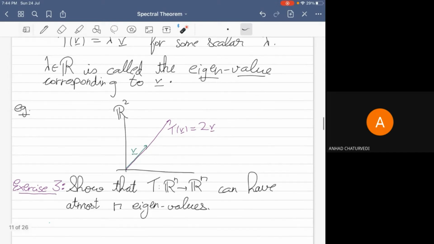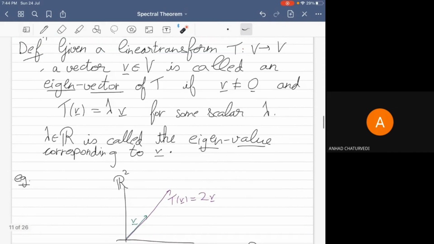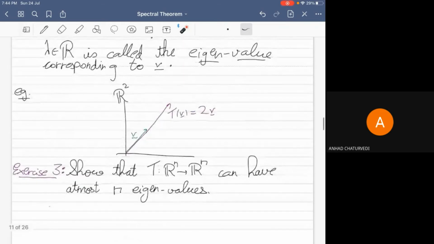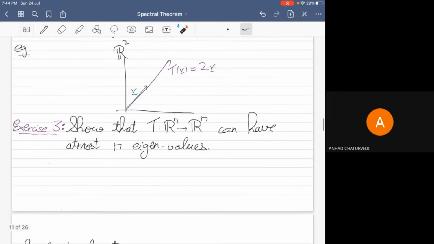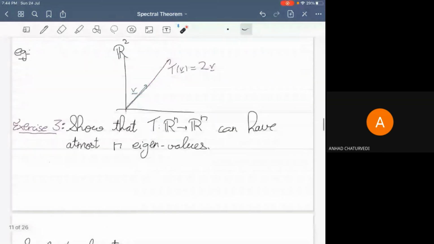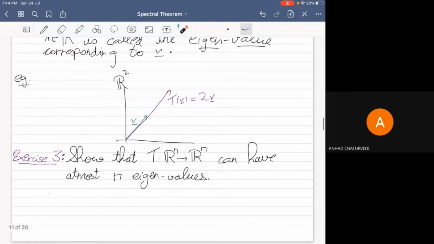Okay, so is this definition clear? Yes. Okay, so we won't need this, but I put it here because this is a nice problem and it is hard if you don't know the idea. It turns out that any linear transform can have at most n eigenvalues.